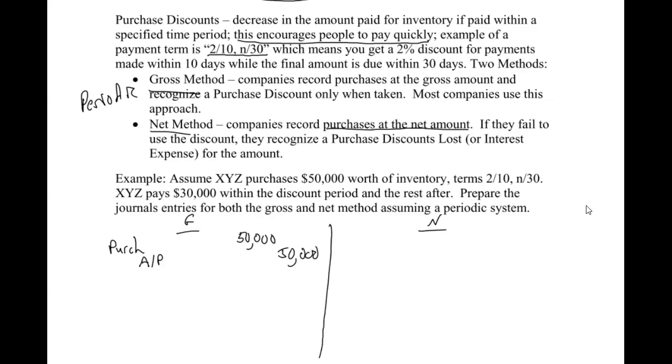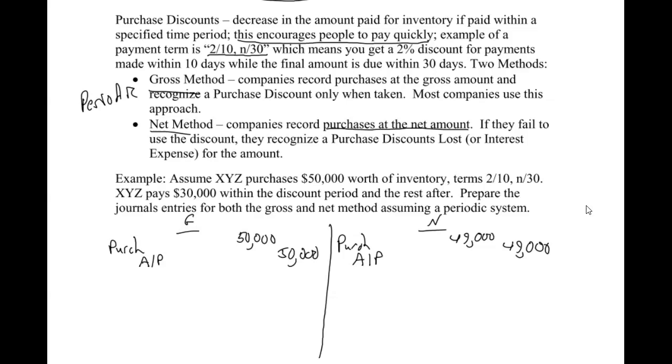All right, on the net side, same accounts, but now we're taking the 2%. We're going to go and apply the 2%. So 2% on 50 is 1,000. So this will be at 49,000. All right, so we're already recording a net, meaning we're assuming we're going to take this discount.